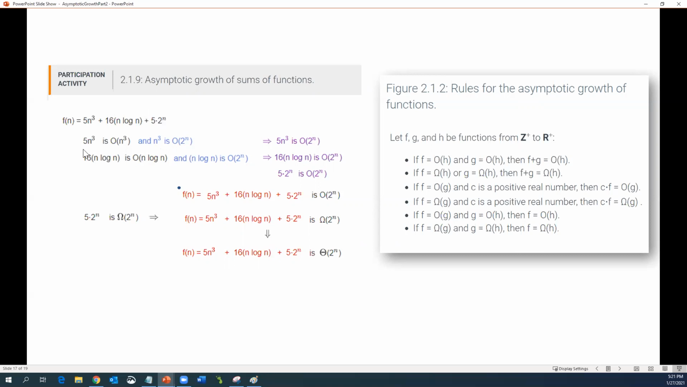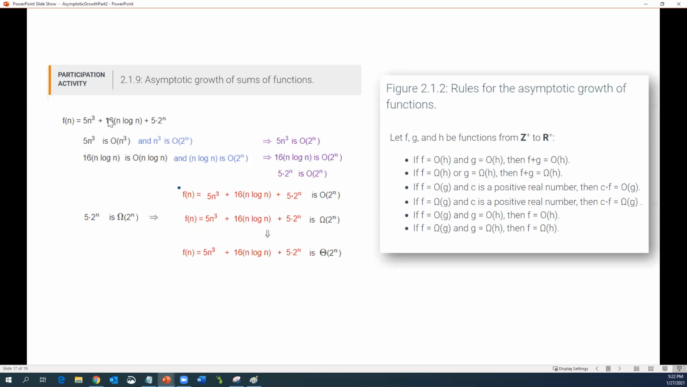Well, let's look at this first term first. It's O of n to the third, right? We know that. But n to the third is O of 2 to the n, right? 2 to the n grows faster than n to the third. So this is one of those transitive things like down here. Therefore, 5n to the third is O of 2 to the n. It's also O of n to the third, but what we're doing is pumping it up to equal the quickest growing one. We're looking at the quickest growing term and trying to show that all of these are O of that. So we get O of 2 to the n.